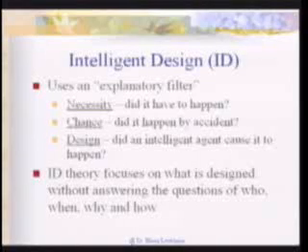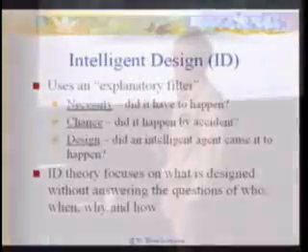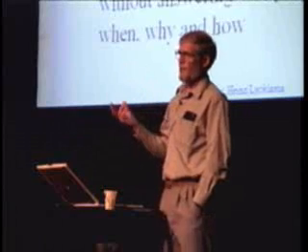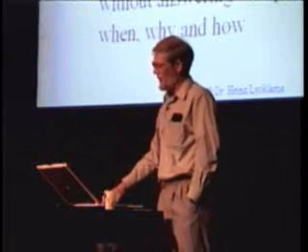So, to bring this to a conclusion, intelligent design uses this explanatory filter that I showed you. You ask the question, did this have to happen? Is there some law that makes that happen? No. Did it happen by chance or by accident? No. Well, then it has to have happened by design, and that requires an intelligent agent to cause that to happen. ID theory focuses on what is designed without answering the questions of who, when, why, and how. It doesn't say who the intelligent designer is. It just says that was designed.